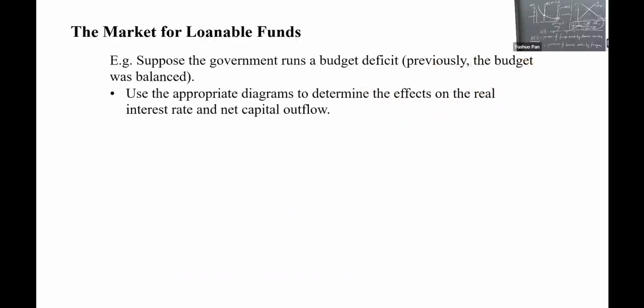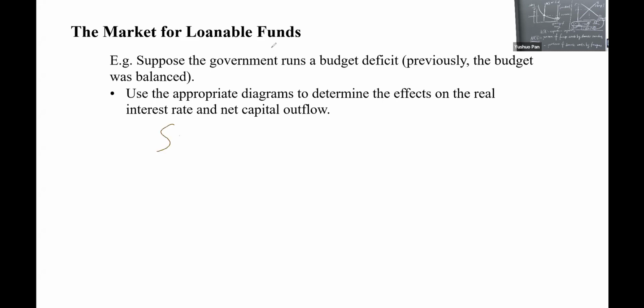Suppose the government runs a budget deficit. Previously, the budget was balanced. Use the appropriate diagram to determine the effects on the real interest rate and the net capital outflow. So in the last slide, we know the relationship between R, the real interest rate, and the net capital outflow is negative. So what's the budget deficit?